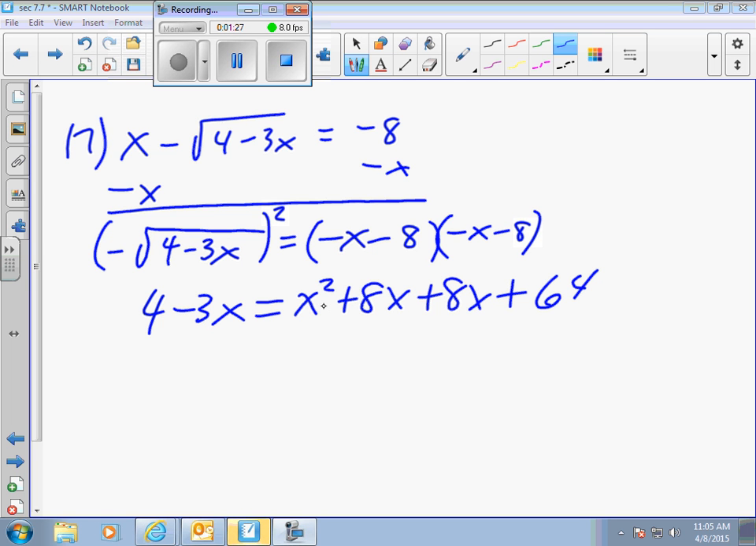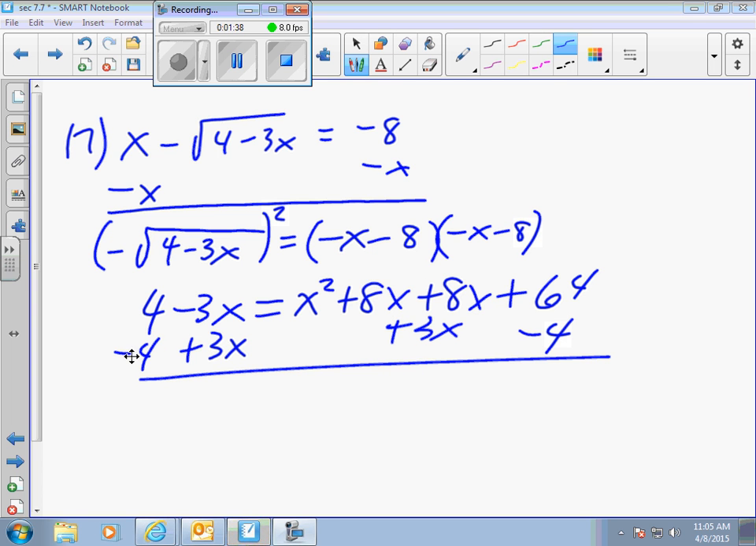Because this is a quadratic, we're going to want to get one side to equal 0. And then we're going to factor. So by subtracting 4 and adding 3x, I get 0 on the left side. I get x squared. 8, 8, and 3 gives me 19x. 16 plus 3 is 19x. And over here, 64 minus 4 is 60.